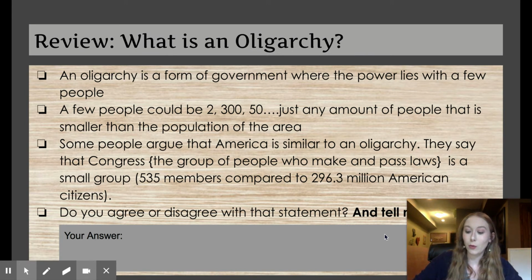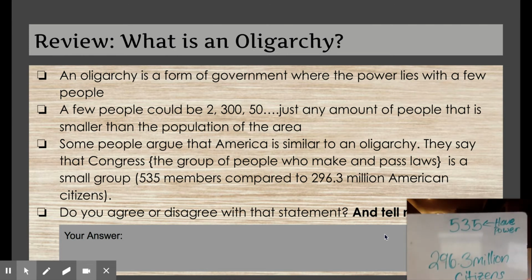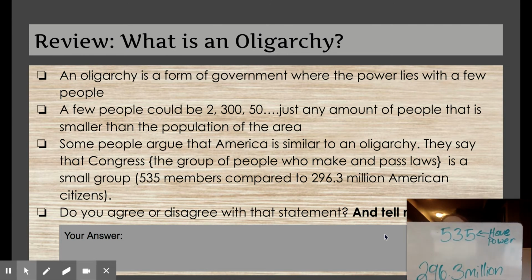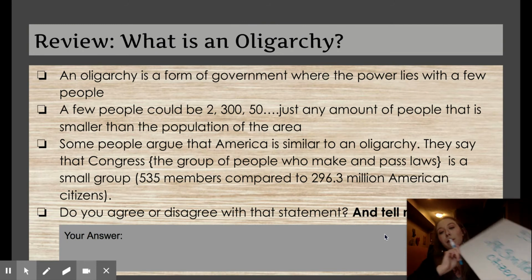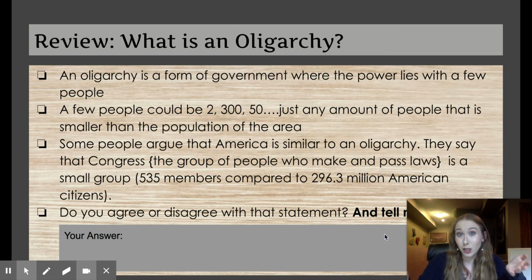Now, that number is significantly smaller than the whole population of citizens in America, which is 296.3 million citizens. And so some people would argue that because there are such a small number of people in Congress compared to the whole voting population, America kind of has an oligarchy. It's a small group of people. Now, yes, 535, that is a lot. That would be like close to all the students in Walnut. But compared to 296.3 million, it's a small amount.